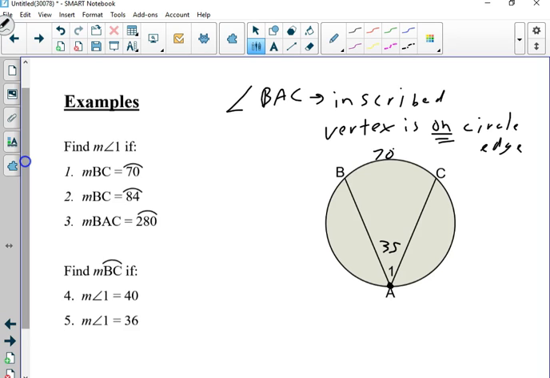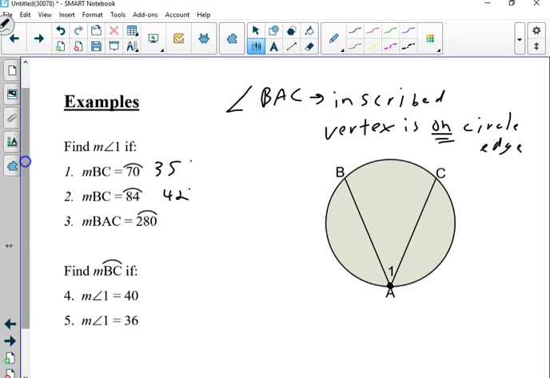Now remember, if we actually had the central angle right here, you don't have to draw this, but just to remind you, it would look like this. That would be 70 degrees. So the central angle matches. So that would be 35. If BC was 84, again, you just divide by 2, multiply by 1/2, and that would be 42 degrees.